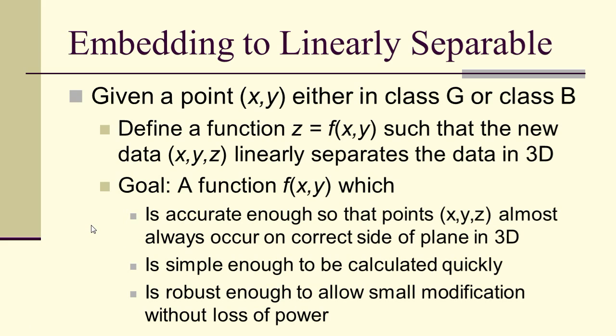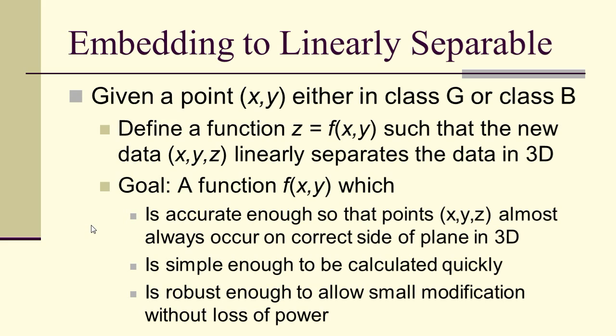So, how would we embed? Well, we could define exactly what it means to embed. Given a point xy in either G or B, we could define a function z equals f of xy such that the new data, xyz, is linearly separable in 3 dimensions. And therefore, what would we want in such a function? Well, we'd want a function f of xy which first is accurate enough so that points x, y, z almost always occur on the correct side of the plane in 3D. In other words, we get good predictions from this scheme.